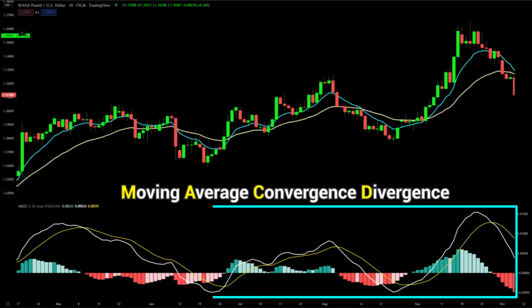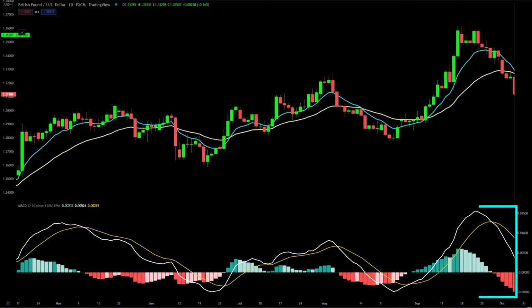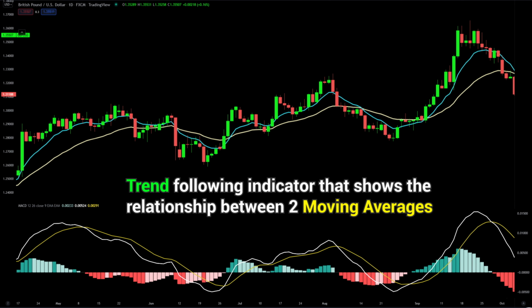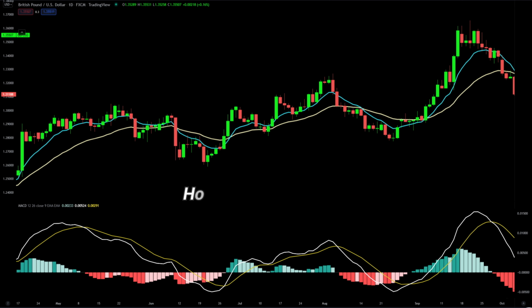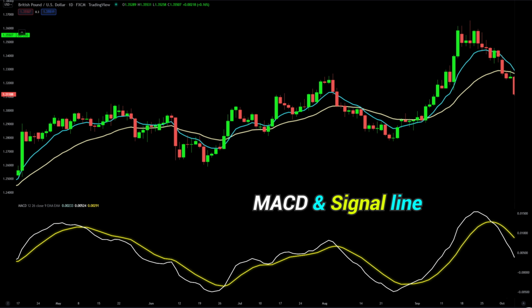The Moving Average Convergence Divergence, also known as the MACD. It is a trend-following indicator that shows the relationship between two moving averages. Now firstly, let's see how the MACD works. So there are four components to the MACD. First we have these two lines, the MACD line and the signal line.